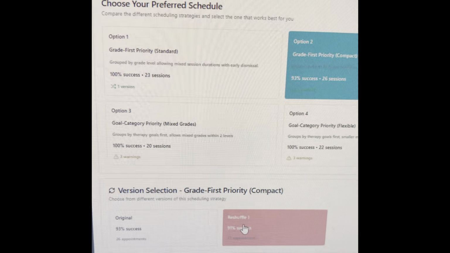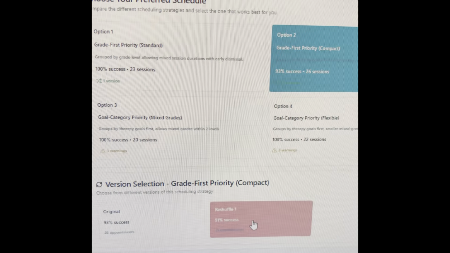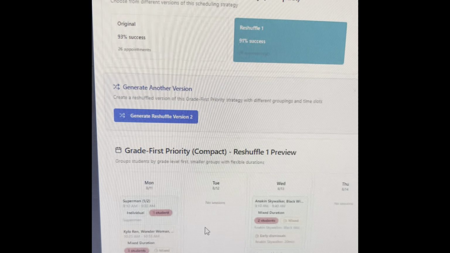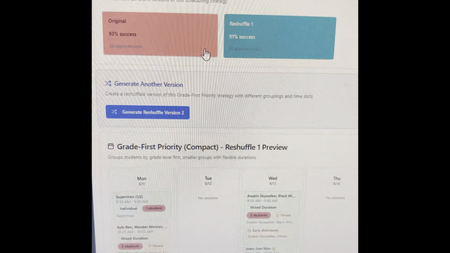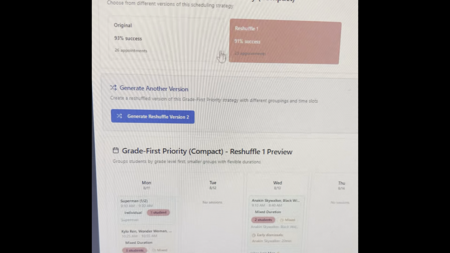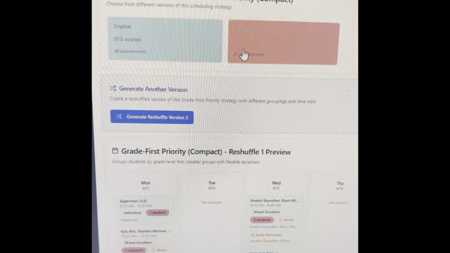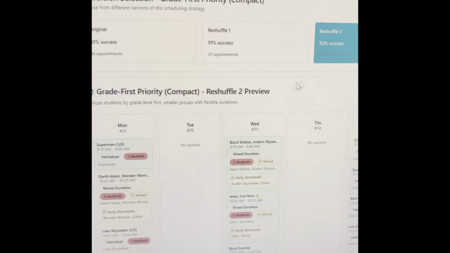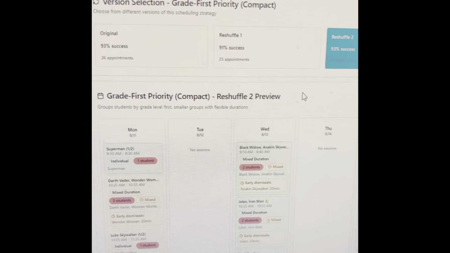So it did reduce down to 91%. We have 25 sessions. And if you want to see the difference between the two, you could just scroll down right here and then just click between to see how it reshuffled those sessions. So let's reshuffle version 2 and let's see what we get. And we're back at 93% accuracy.